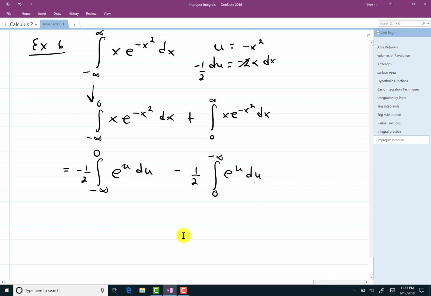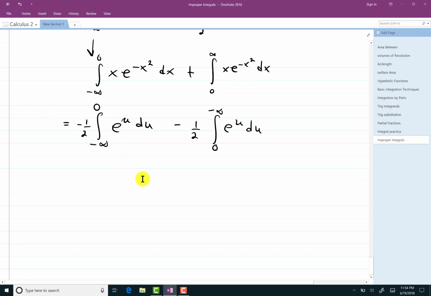Now you may be tempted to make this a plus and turn it upside down. While that's going to end up being true, that's not what you should do. You should evaluate each of these independently. Let's start with this one here. The antiderivative of e to the u is still e to the u. Both of these are going to integrate exactly the same.